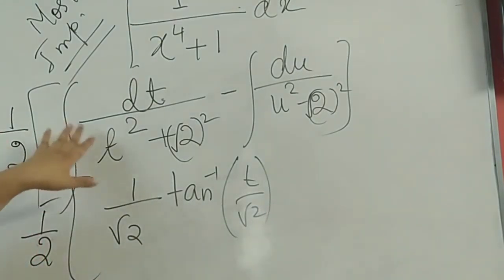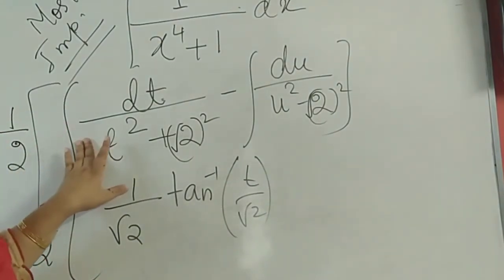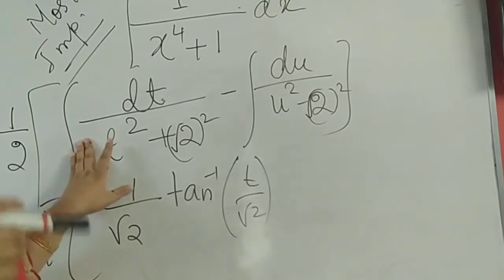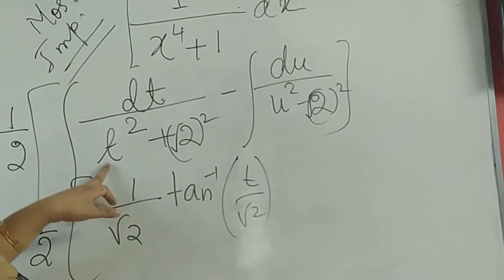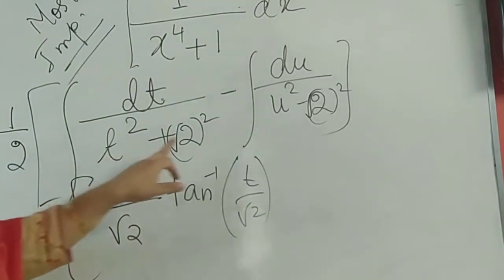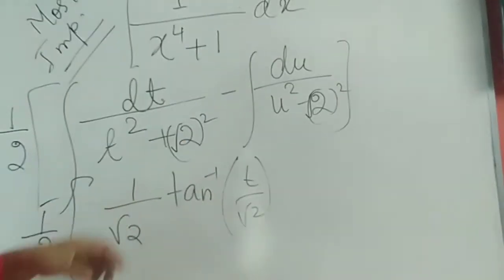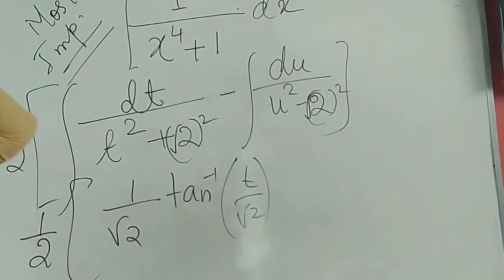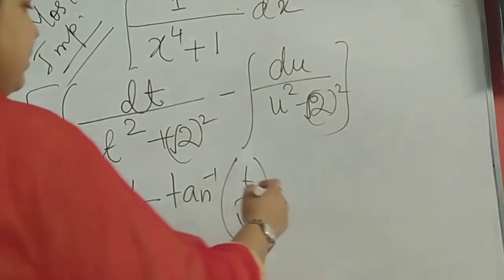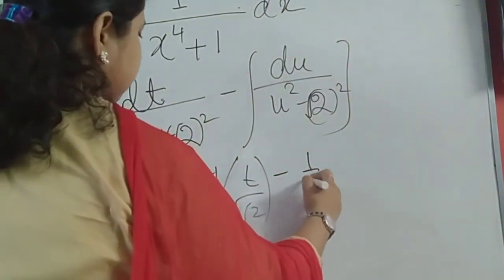See, the integral of 1 by x square plus a square dx is 1 by a tan inverse x by a. That was the formula. So here x is acting as x, and here root 2 is a. So it is 1 by root 2 tan inverse of x by root 2. Okay. Now this is again the same one we have just used in the last problem.